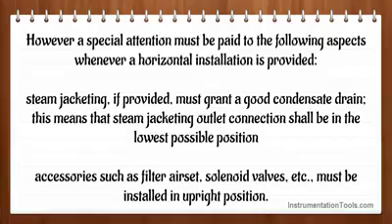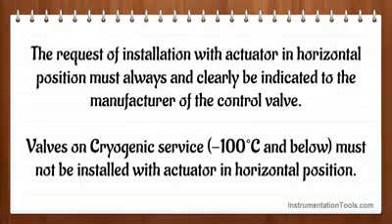However, special attention must be paid to the following aspects whenever a horizontal installation is provided. Steam jacketing, if provided, must grant a good condensate drain. This means that steam jacketing outlet connection shall be in the lowest possible position. Accessories, such as filter air set, solenoid valves, etc., must be installed in upright position. The request of installation with actuator in horizontal position must always and clearly be indicated to the manufacturer of the control valve. Valves on cryogenic service, -100 degrees centigrade and below, must not be installed with actuator in horizontal position.